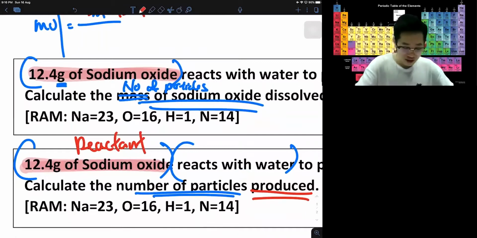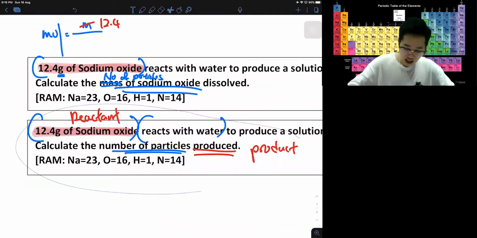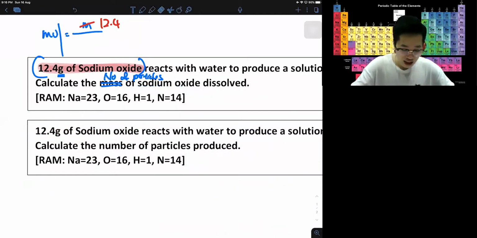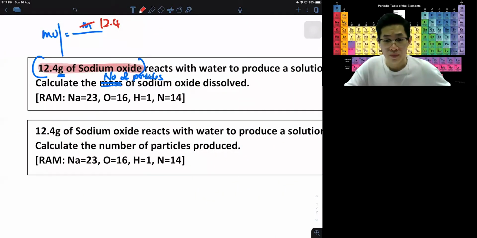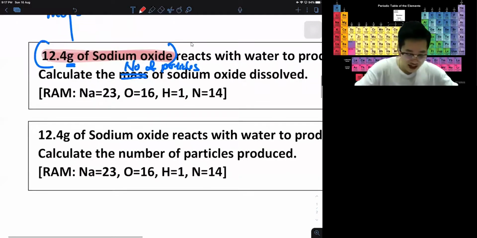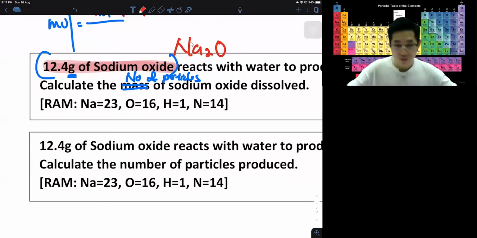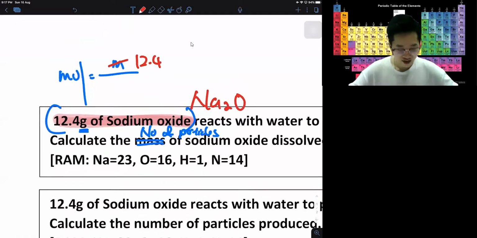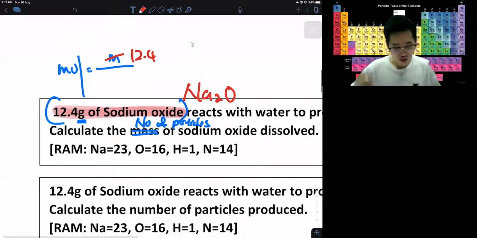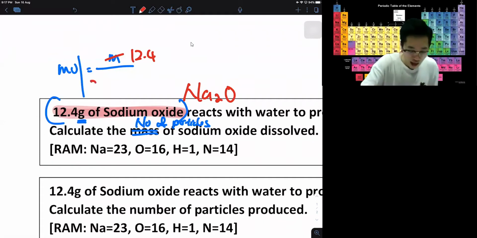Can anyone tell me what is the formula of sodium oxide? Still got people wrong. Okay, the formula of sodium oxide is Na2O. But yes, very good. Compared to the first day, now most of you know what is the formula of sodium oxide already. Na2O.